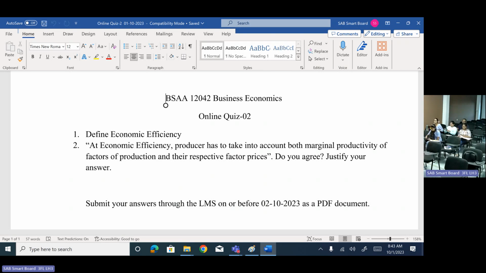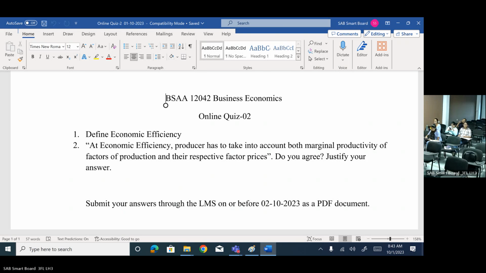We need to define the economic efficiency. For economic efficiency, the producer has to take into account both the marginal productivity of factors of production and their factor prices. Do you agree? You will justify your answer. Tomorrow you need to submit your answer.